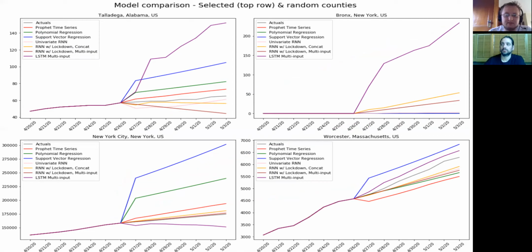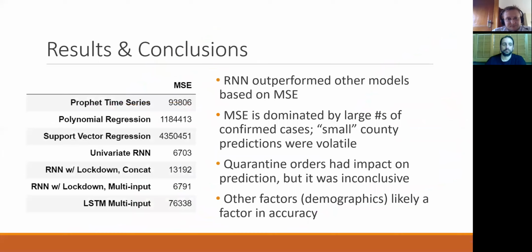Here in the top right is a county where the data was all zeros, yet the RNNs all produced positive numbers, possibly because the models were biased to learning on the high volume counties. We listed out the MSE for each model as a basic comparison of model performance. And by drilling down to the county level, we realized the MSE is dominated by a large number of confirmed cases. Combining with the total US and selected county prediction, we conclude that RNN outperformed other models in most cases.